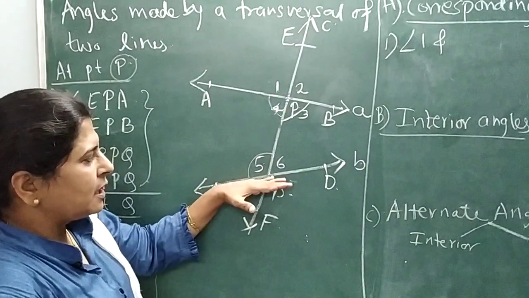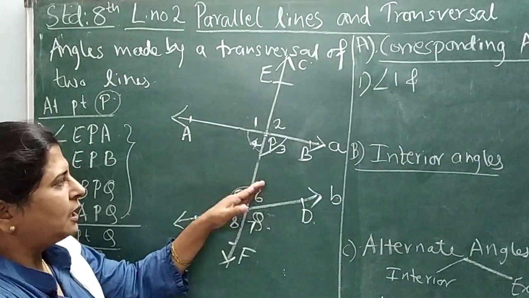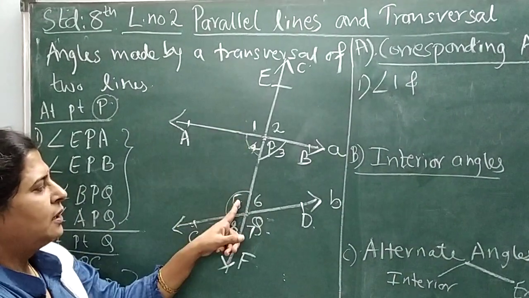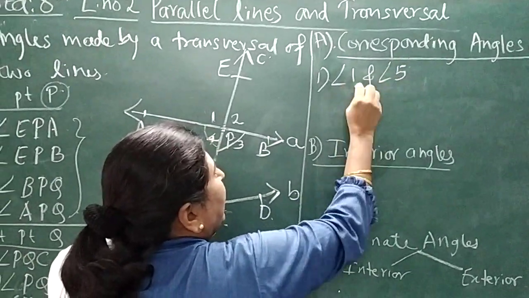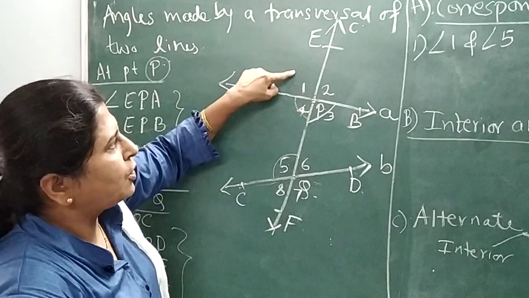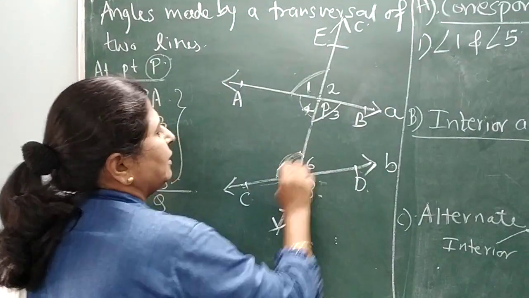So which are the angles above the line? Angles 5 and 6 are above the line. And the one to the left of the transversal, as angle 1 is, is angle number 5. So angle 1 and angle 5 are the pair of angles which are called corresponding angles. So this angle corresponds to this fifth angle. Okay.